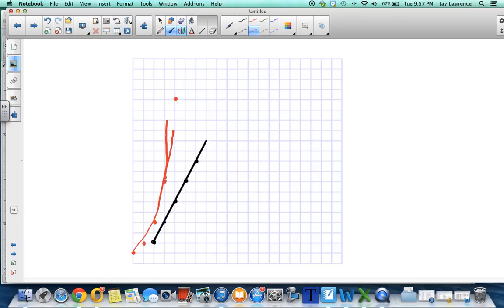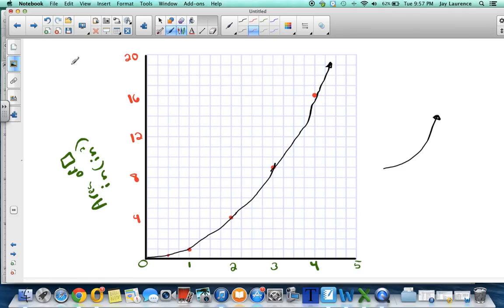Now, it's not half a parabola because we won't get it to shoot back up over on this side. If we go into the negatives, they're going to approach the x-axis, but they're never actually going to hit it. Okay, so we'll talk a little bit about that in class.